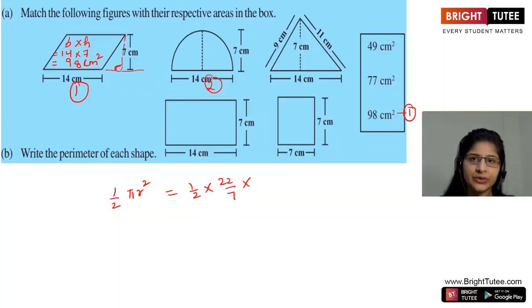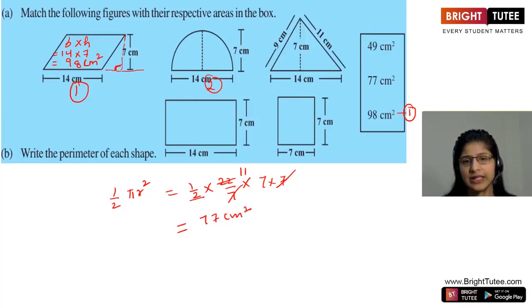What will r be here? You see, this is 14, so the radius is going to be 7. So 7 into 7, you cancel them, and we can cancel 2 like this. So we have 11 into 7, that is 77 square centimeter. So of the second figure, this is the area, 77 square centimeter. What we have done is half into pi into r square. So 7 and 7 got cancelled, 2 got cancelled with this 22, and we have 11 into 7 left, that is 77 square centimeter.